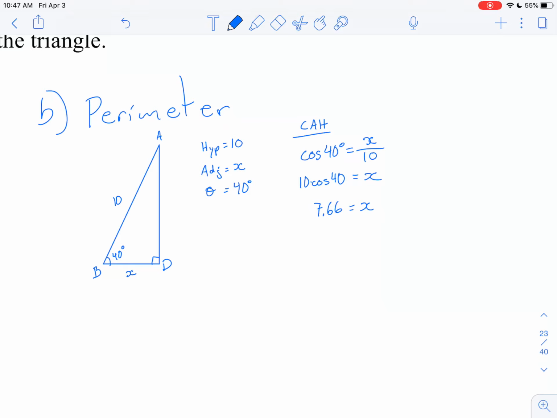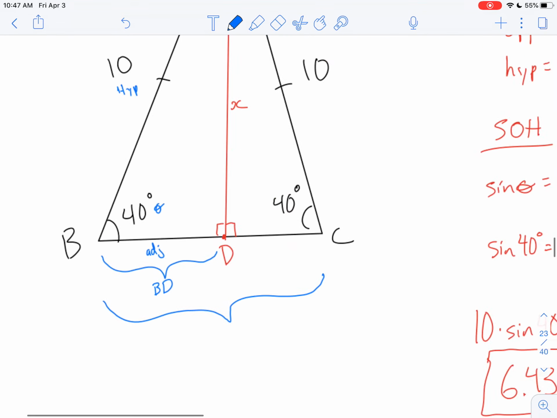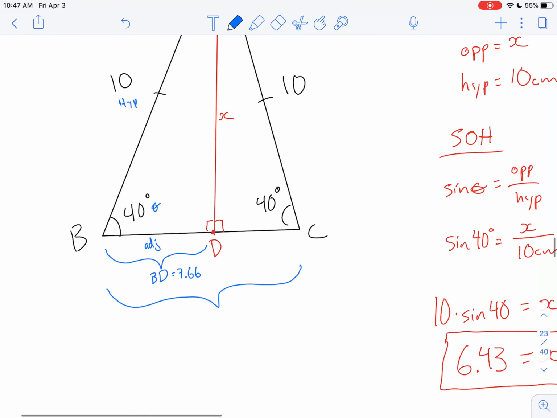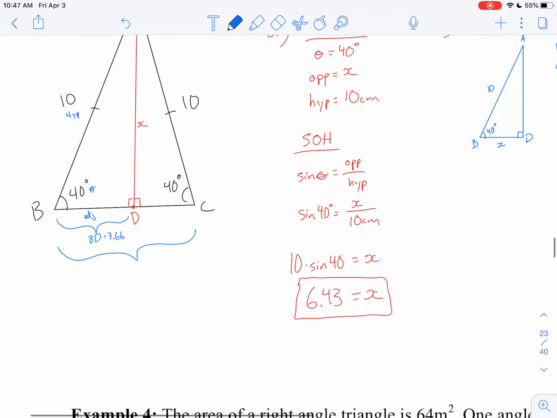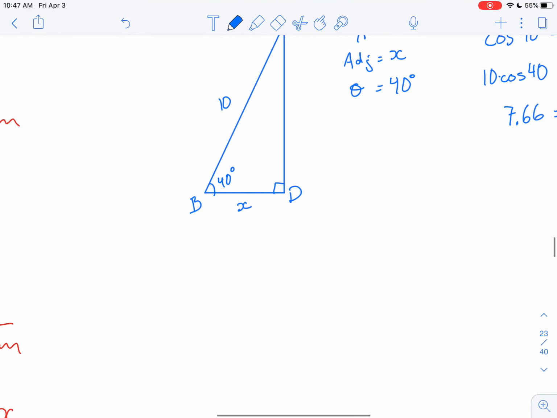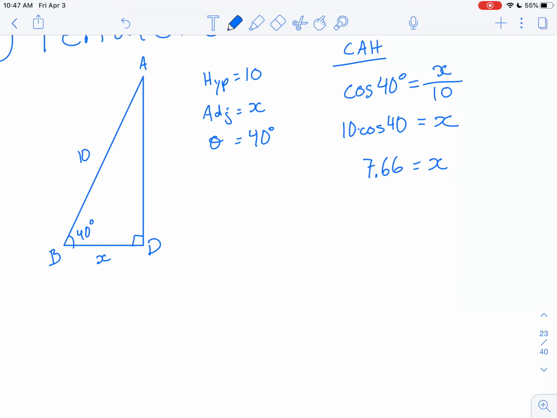If just that one base is 7.66, then clearly I know from B to C is going to be twice that amount, because those are the exact same triangles stuck beside each other. Those are similar triangles, the exact same congruent triangles. So I know that from B to C is going to equal 2 times 7.66, which is going to be 15.32 centimeters, that whole side.